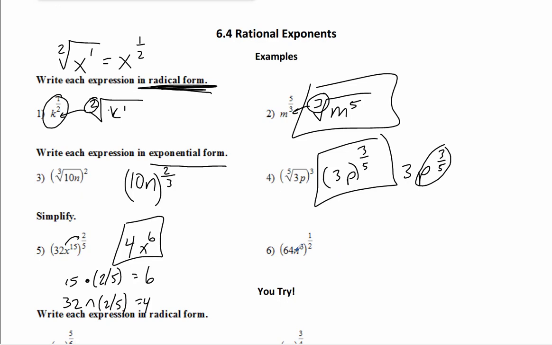Number 6, 64n to the 6 to the 1/2. I'm basically taking 1/2, and if we remember from up here, this is actually the square root. 1/2 is the square root. So what's the square root of 64? That's 8. And then n to the 6th multiplied by 1/2, that's 3. So n to the 3rd power.